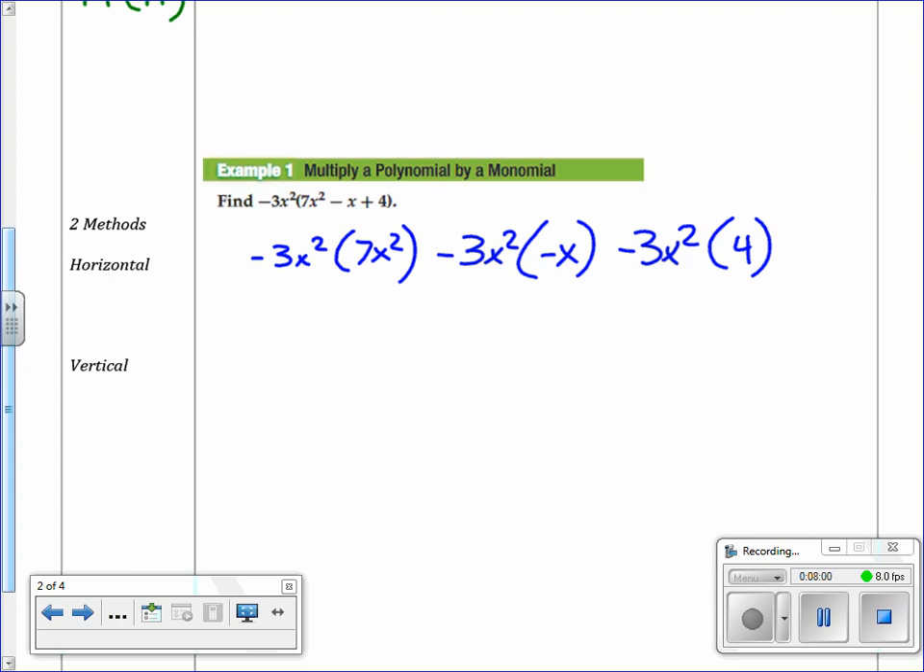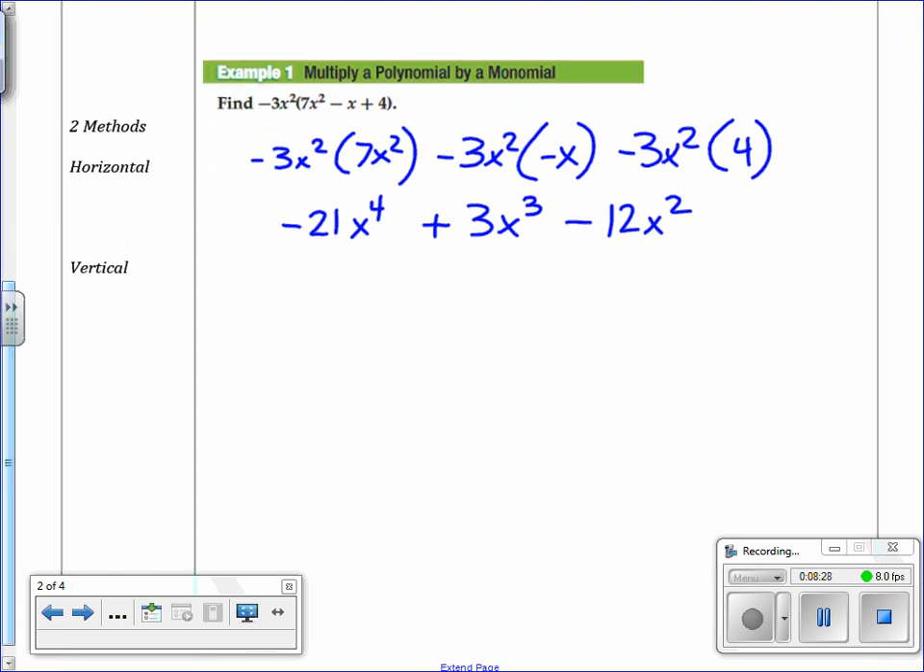So I end up with an answer of negative 21x to the fourth. A negative times a negative is a positive 3x to the third. Negative times a positive is a negative 12x squared. Okay, I can't do anything else with it. There are no like terms to combine. That's all I can do with it. So now I want to go ahead and do the vertical method.